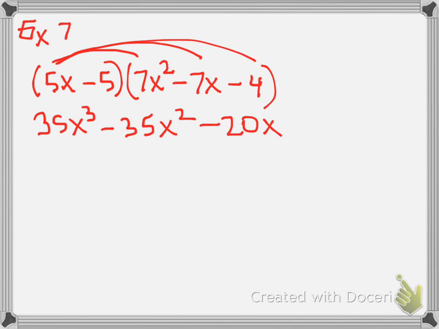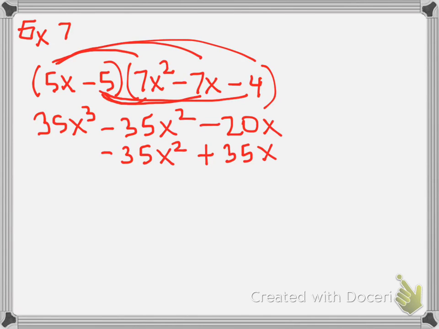Then you have to multiply this negative 5 times everything. So negative 5 times 7 is negative 35x squared. I just line up the like terms so it's easy to add them. Then negative 5 times this negative 7 gives me positive 35x. Then this negative 5 times this negative 4 gives me positive 20.